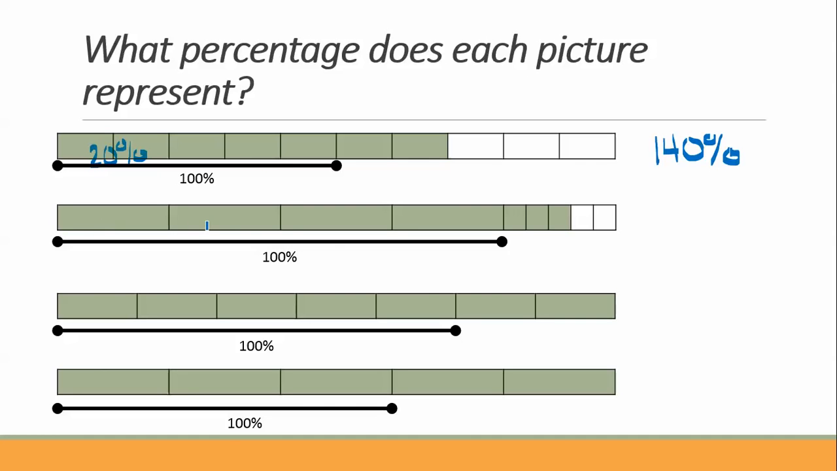This one is 1, 2, 3, 4 divided into 100, so each division is 25%. This is also 25%, and it's divided into 5, so the little ones are each worth 5%. So counting what's shaded, we have 25, 50, 75, 100, 105, 110, 115. This one is 115%.